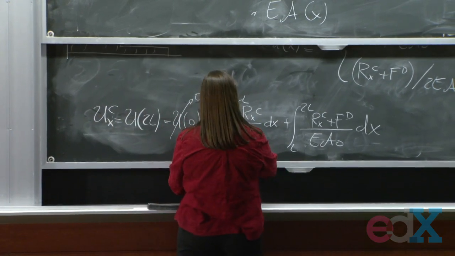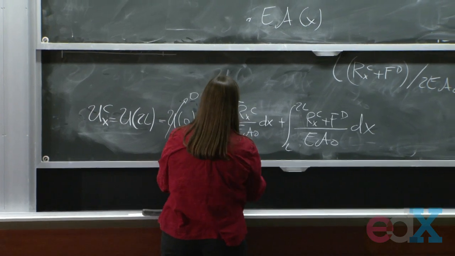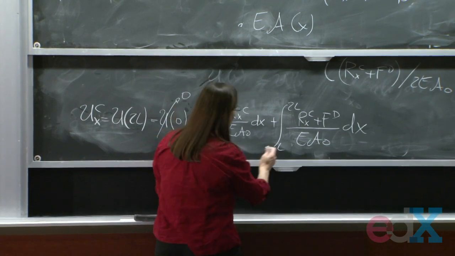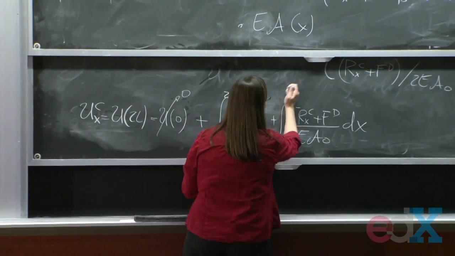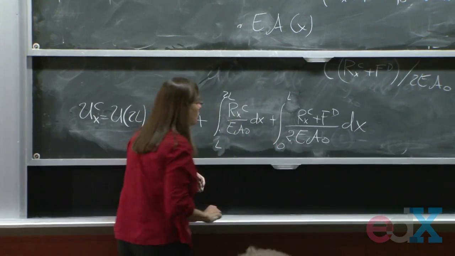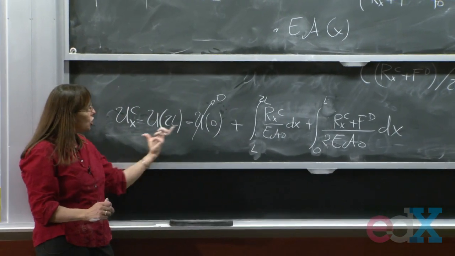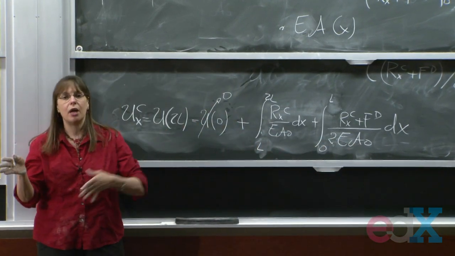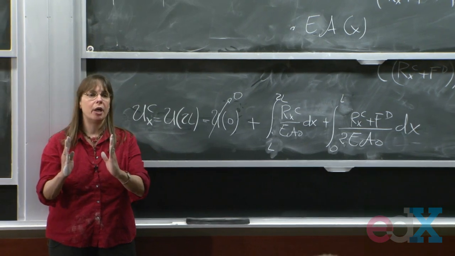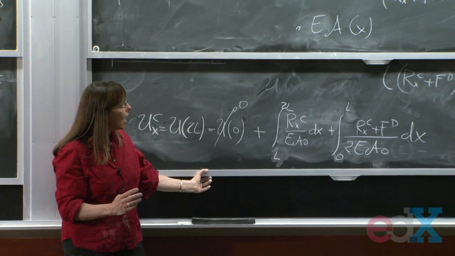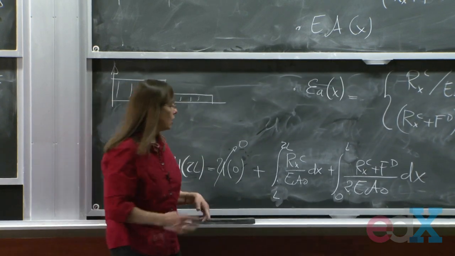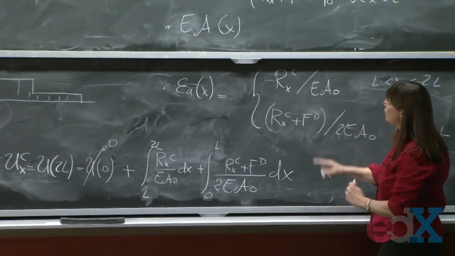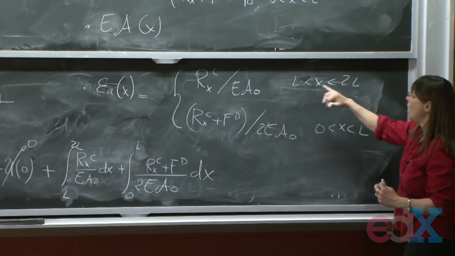And I screwed up everything. So this goes from L to 2L. This goes from 0 to L. And this is 2. I'm sorry. So how much the thing displaces is the integration of strain from the beginning of the bar to the end of the bar. This is made of two parts. You have to integrate epsilon A of x from 0 to L, and from 0 to L you have this guy. And you have to integrate this thing here from L to 2L.